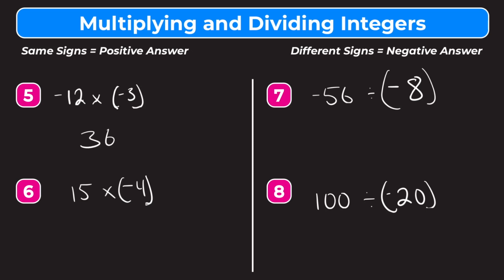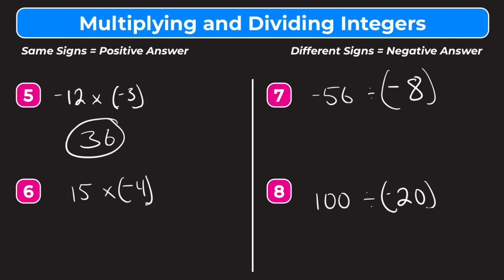And then we look at the signs of our original numbers. We have a -12 and a -3. So those are the same signs. So that means our answer is going to be positive. So we leave it as a positive 36. That's our final answer.